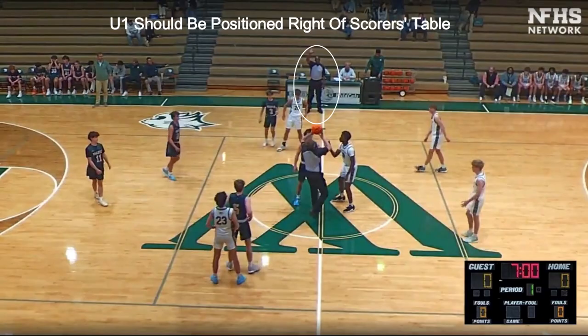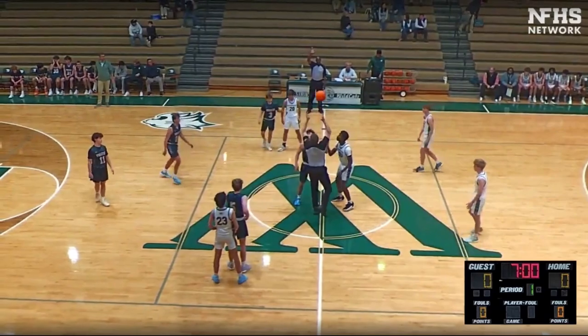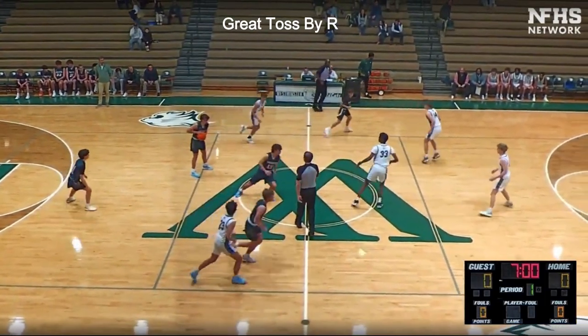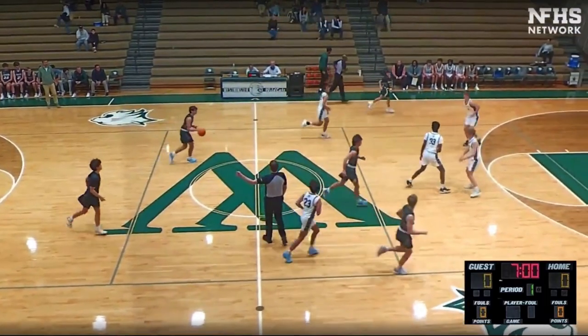U1 should be positioned to the right of the scorer's table. The reason being, you want our scoring and game clock officials to be able to see the jump ball toss being touched by one of the jumpers so they can correctly start the clock and correctly set the alternating possession arrow. This is an outstanding toss by our referee. We should always practice our jump ball tosses.